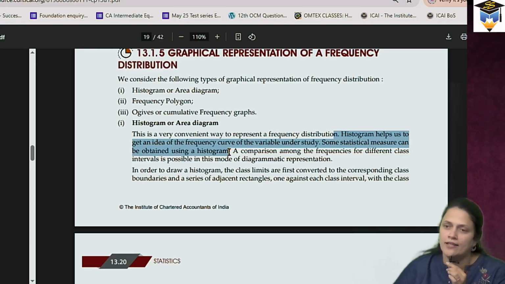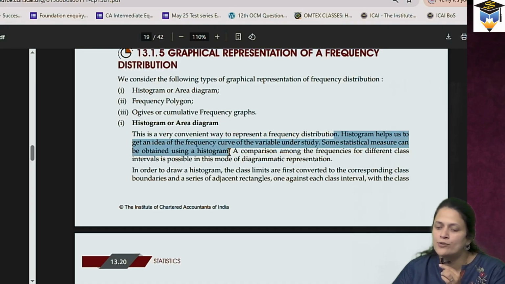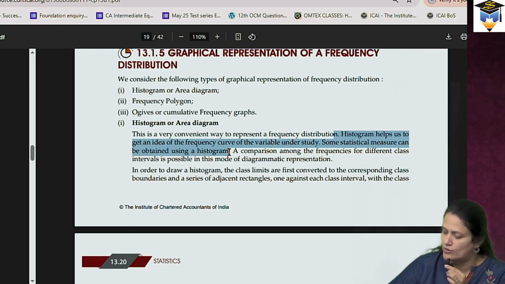Write down this part, histogram, which I have marked. Again, it's a frequency distribution graph. It helps to get an idea of frequency curve of the variable under study. And by this, some statistical measure can be obtained using a histogram.